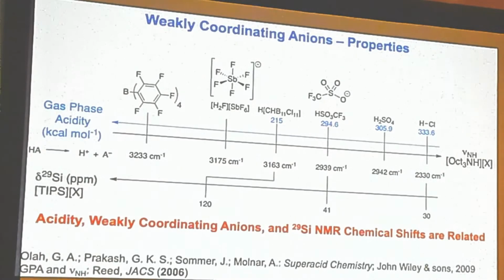That was work by Chris Reed at UCR. And there's another one, which is the silicon NMR chemical shift. Okay, so as you see, when you start from weaker acids that form strong contact ion pairs, you have a shielded NMR chemical shift. And as you go to the more weakly coordinating anions that are stronger acids that form weaker contact ion pairs, you have something that has a very deshielded silicon NMR chemical shift. Okay, so really acidity, weakly coordinating anions, silicon NMR chemical shifts, all three of these things are related.